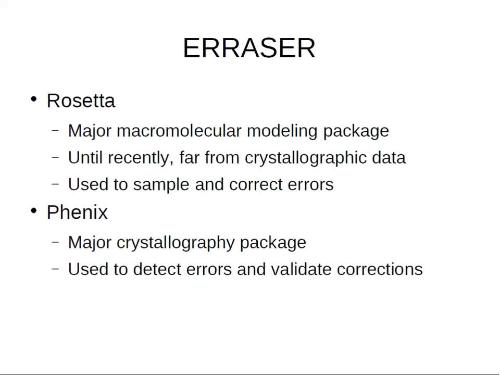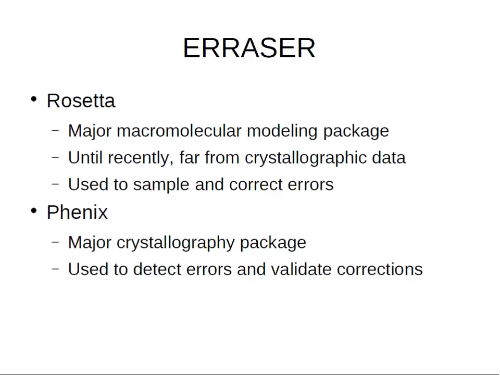And it works by combining two major modeling packages. Erraser is a part of Rosetta. Rosetta is one of the major macromolecular modeling packages. Until relatively recently, Rosetta has been a modeling-only package, but in the last couple of years, we've added bits and pieces to Rosetta to let it handle some level of crystallographic data to make it useful for refinement. And in Erraser, Rosetta is used for its sampling prowess. Rosetta is very good at sampling lots of different structures, and so Rosetta is used to sample different structures and find different conformations that correct errors.